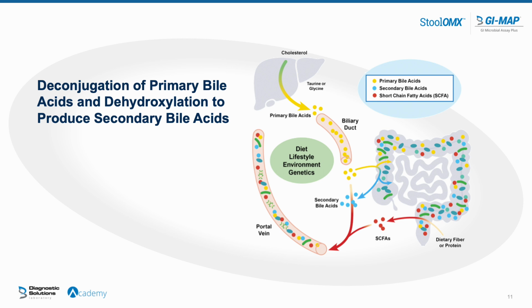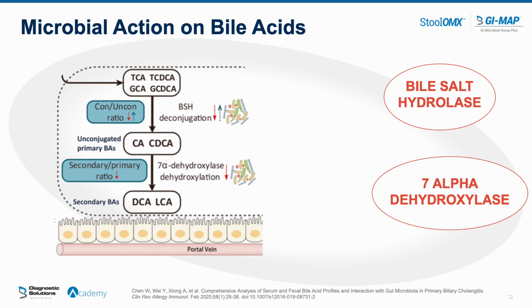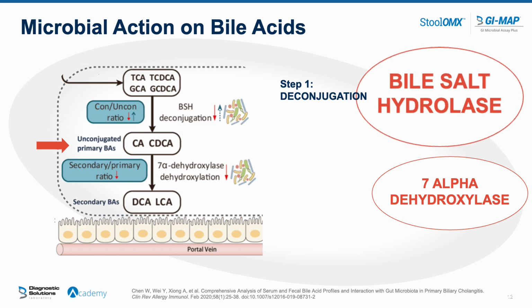Now let's dive into the deconjugation of primary bile acids and dehydroxylation that happens to give us secondary bile acids. Our beneficial bacteria play two major roles in the conversion of primary bile acids into secondary bile acids, and this is mostly happening in the large intestine. Step 1 is deconjugation. This is the removal of taurine or glycine, making the conjugated primary bile acid into an unconjugated primary bile acid. The enzyme our microbes are using to do this is called bile salt hydrolase.